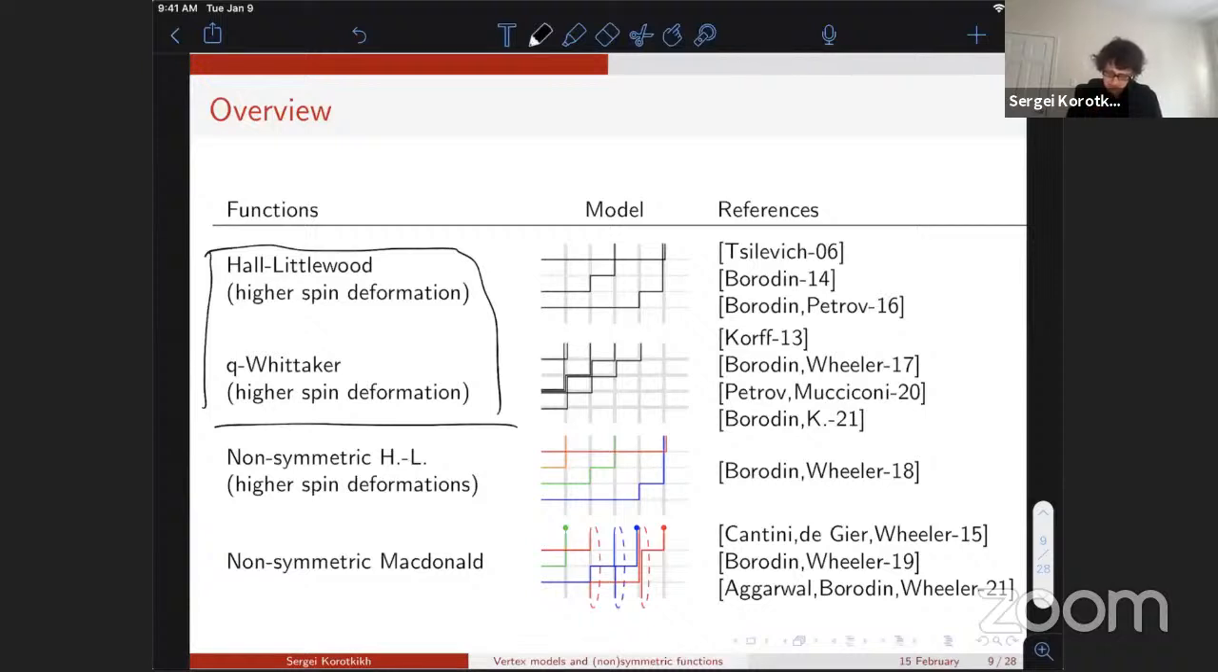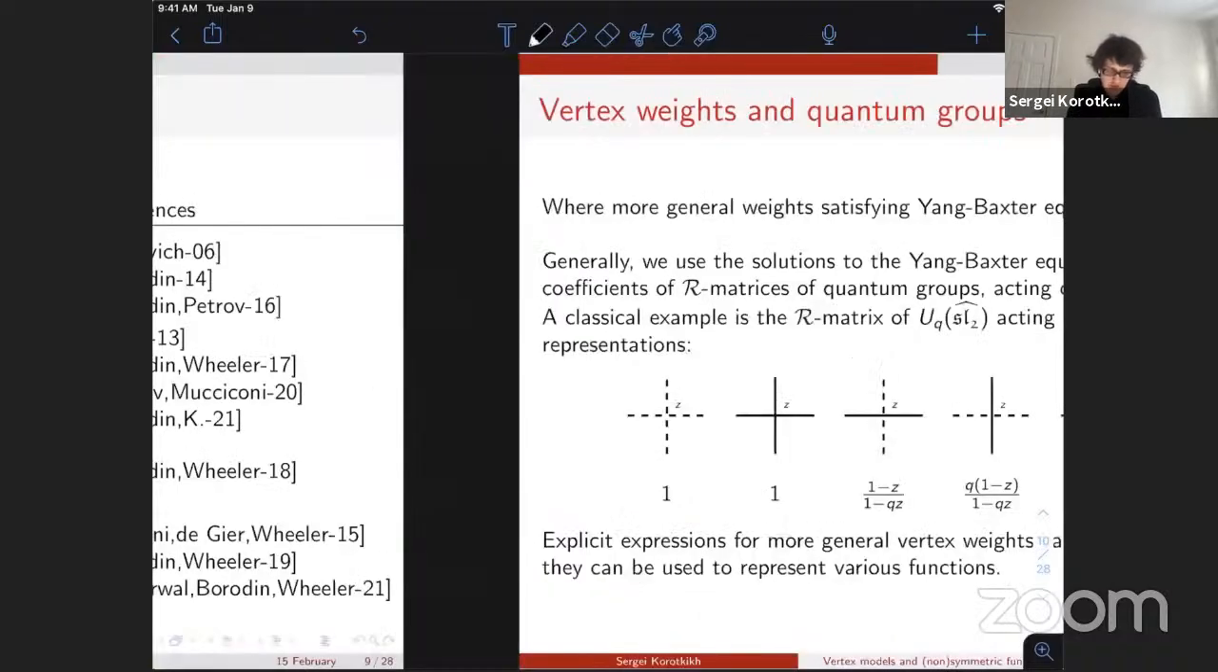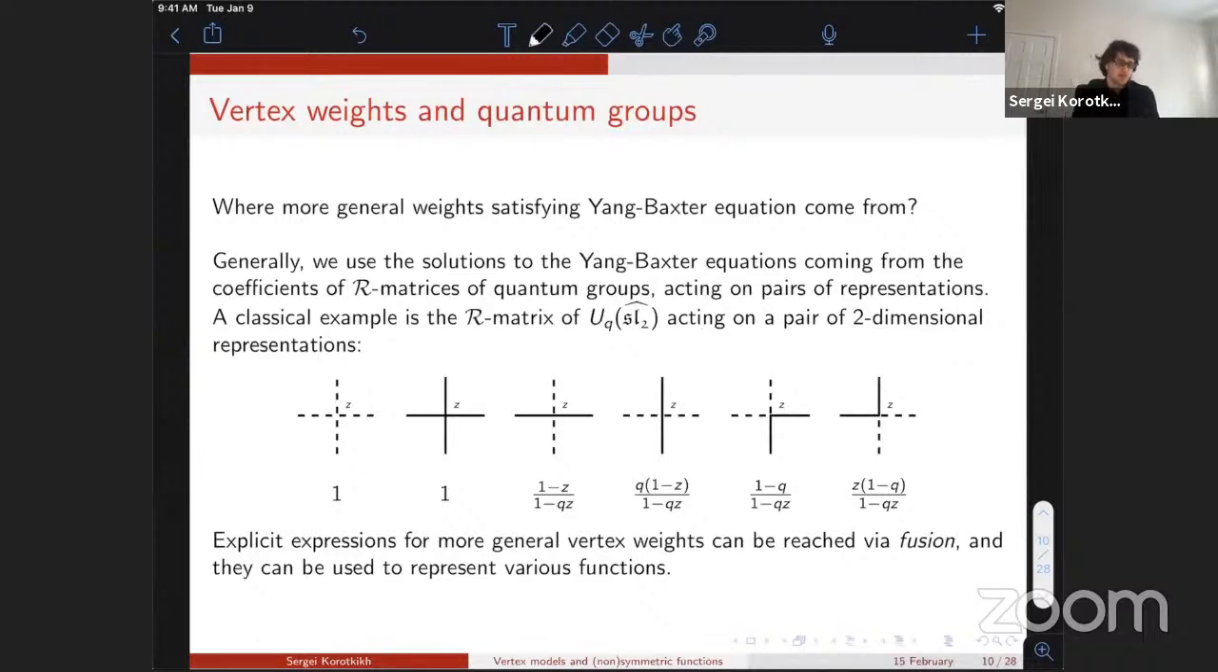Now let me return to the point which was made earlier by Igor. Before, I just described some combinatorial example of vertex weights and the Yang-Baxter equation, but actually there is a huge theory from which we can take good vertex weights which will satisfy the Yang-Baxter equation. Namely, we can take these vertex weights by considering coefficients of an R matrix of some quantum group acting on some pair of representations.